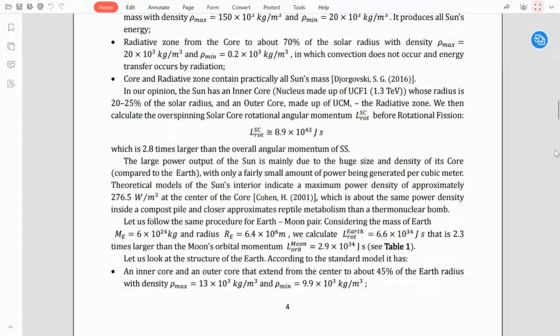Let's follow the same procedure for the Earth-Moon pair. Considering the mass of Earth and radius, we calculate the rotational angular momentum of Earth, which is 2.3 times larger than the Moon's orbital momentum. Let us look at the structure of the Earth. According to the standard model, it has an inner core and an outer core that extend from the center to about 45% of the Earth's radius, with density rho maximum 13 and rho minimum 9.9 thousand kilograms per cubic meter.